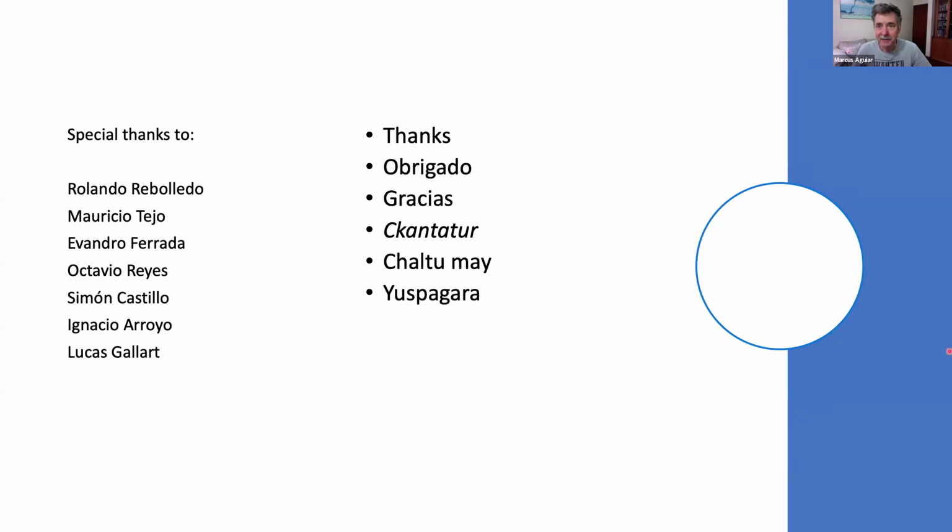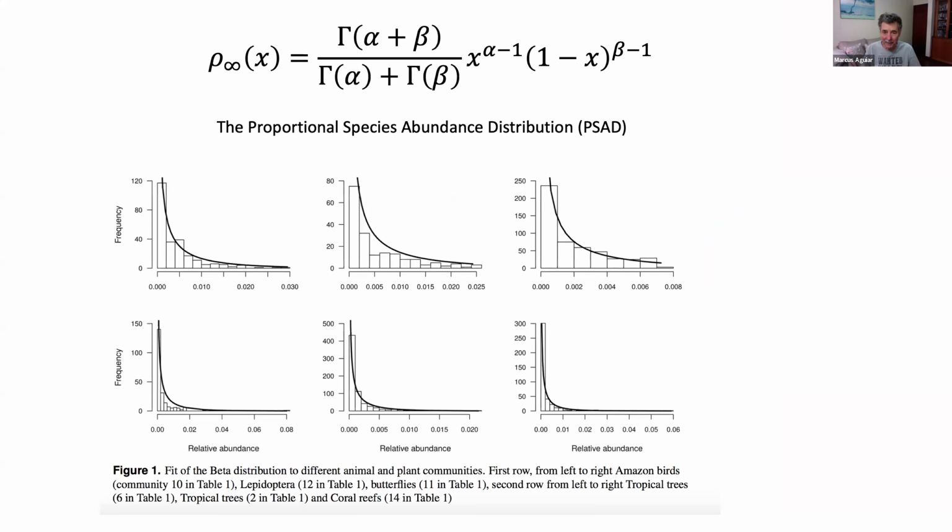I have a question. Okay, yeah. You have this plot for the beta distribution. You have alpha and beta, and you have a distribution for different groups of species that you try to fit the values of alpha and beta.